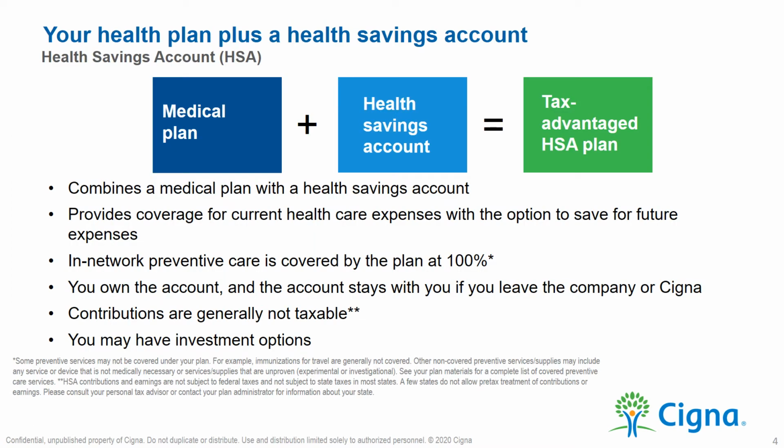An HSA plan, which has tax advantages, takes a medical plan and combines it with a health savings account, which allows you to use the funds within for medical and healthcare expenses. Now, it's called a tax advantaged plan because you have tax advantages from 3 different angles. First, there's no taxes on the contributions of the money that go within it. You're also not taxed on the monies that you use within for your healthcare expenses and purchases. And finally, dividends from any investment options available are also not taxed.